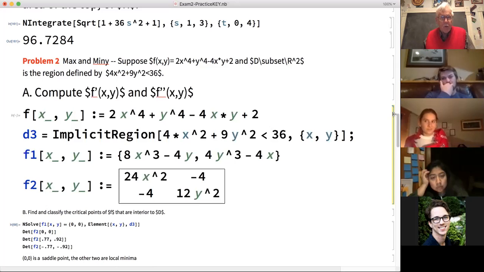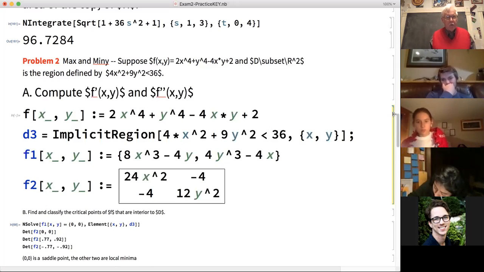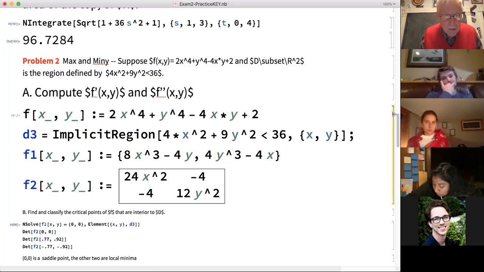Then F1 is the first derivative. And I just did it by hand. I mean, you could do this with Mathematica code, but it's a polynomial, so I just did it by hand. Hopefully it's correct. And then the second derivative I also did by hand. So this is a 2x2 derivative. The upper left is the second partial with respect to x. So it's 24x squared. And then the one to the right of that is the partial with respect to x, and then the partial with respect to y.